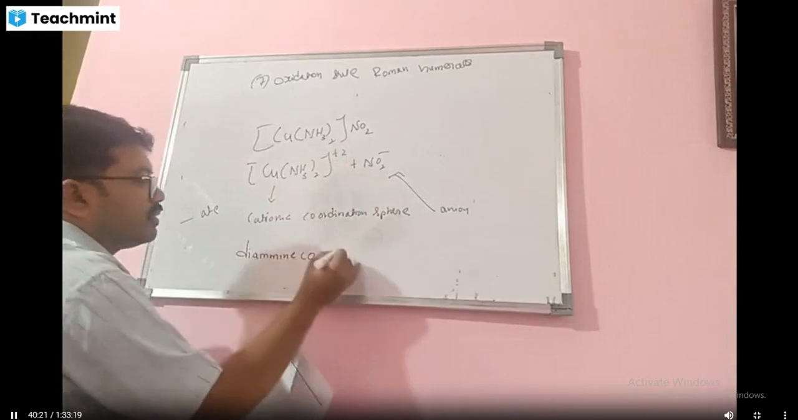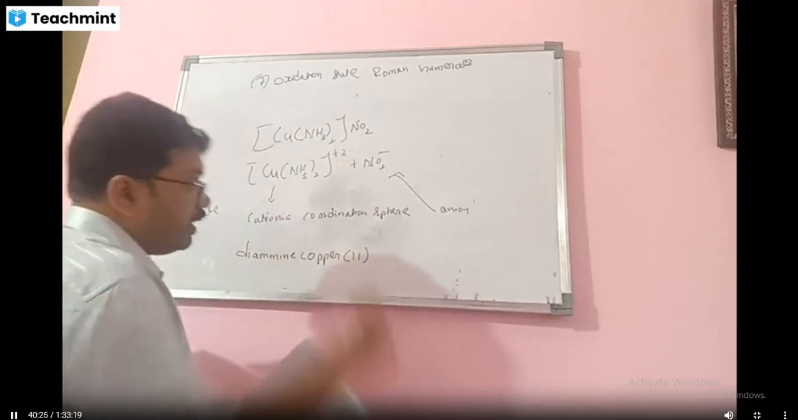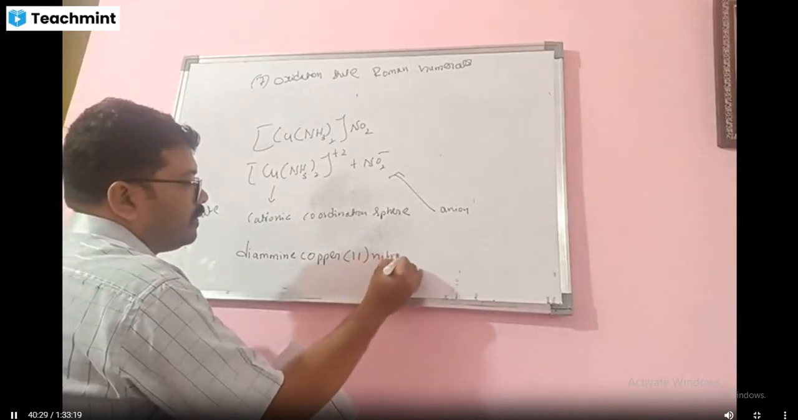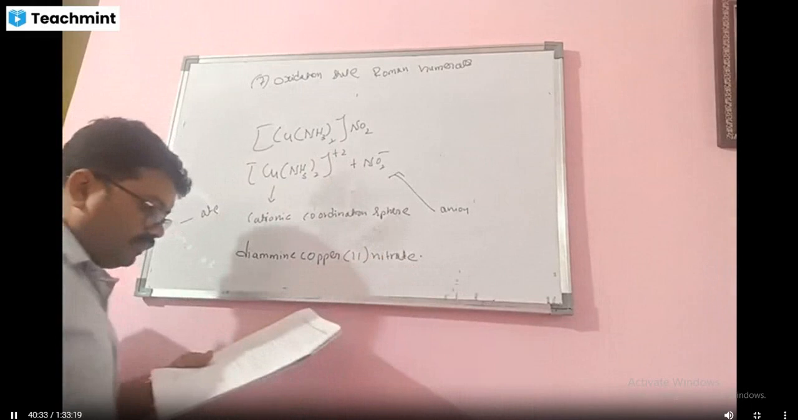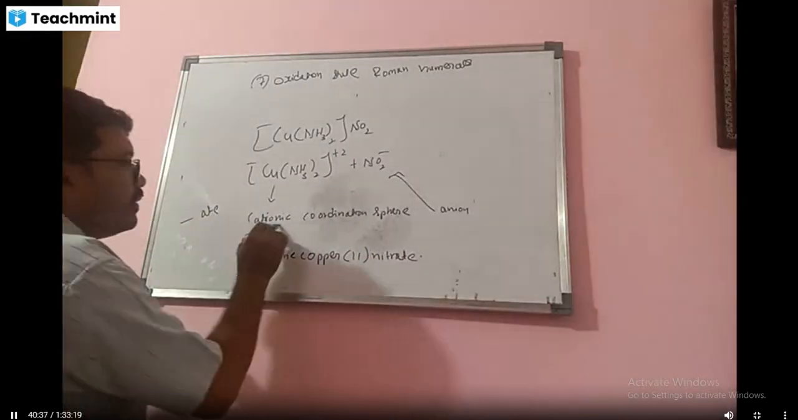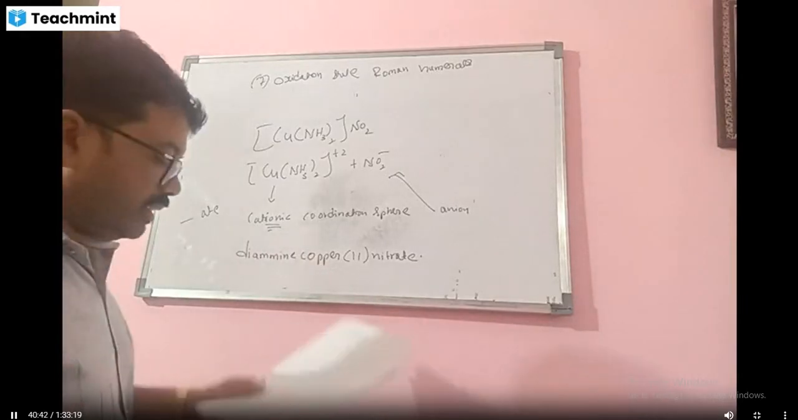What is the charge? Copper 2. The remaining anion is nitrate. So this is the way you have to name it. It's a cationic sphere.